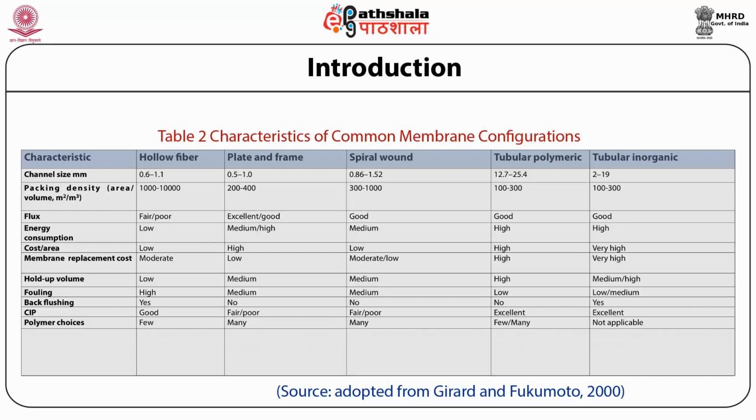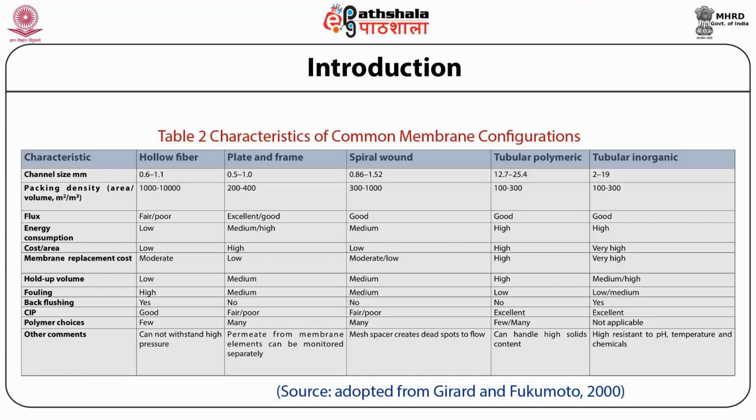Other comments: hollow fiber can't withstand very high pressure, while the tubular membrane, particularly based on ceramics, is highly resistant toward pH, temperature, and chemicals. Tubular based on polymeric also can't handle high solids content. In the plate and frame, permeate from membrane elements can be monitored separately. In the case of spiral wound membrane, the mesh spacer creates dead spots to flow, which is a problem in this type of membrane. Cleaning is also a little bit of a problem.